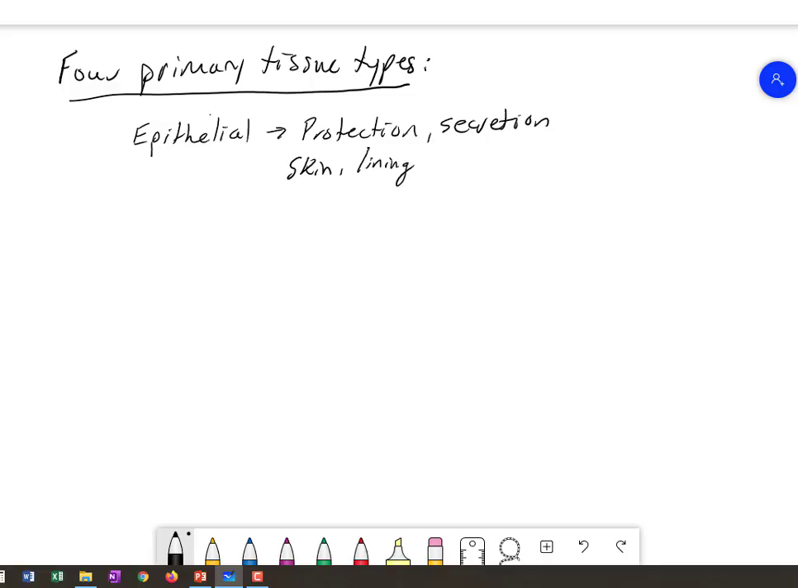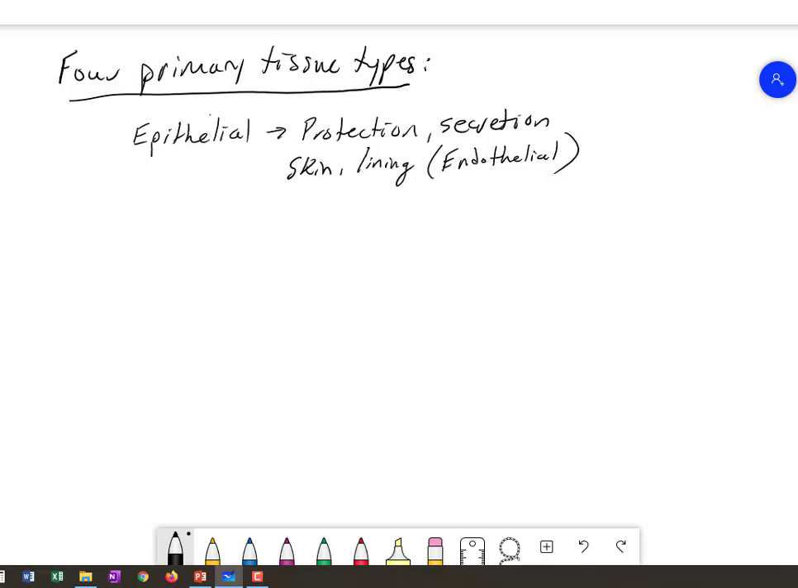You'll also find these types of cells lining many of the internal tubes within your body. So these epithelial cells are also called endothelial cells, so that's another type of cell that I'll list here too. They're the same thing basically. It's just that endothelial cells are the internal type of epithelial cells. These are lining many of the tubules within your body.